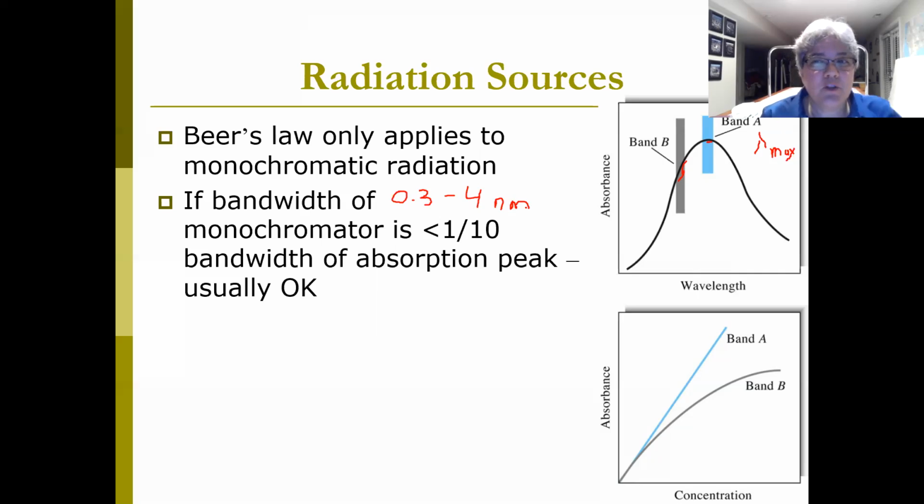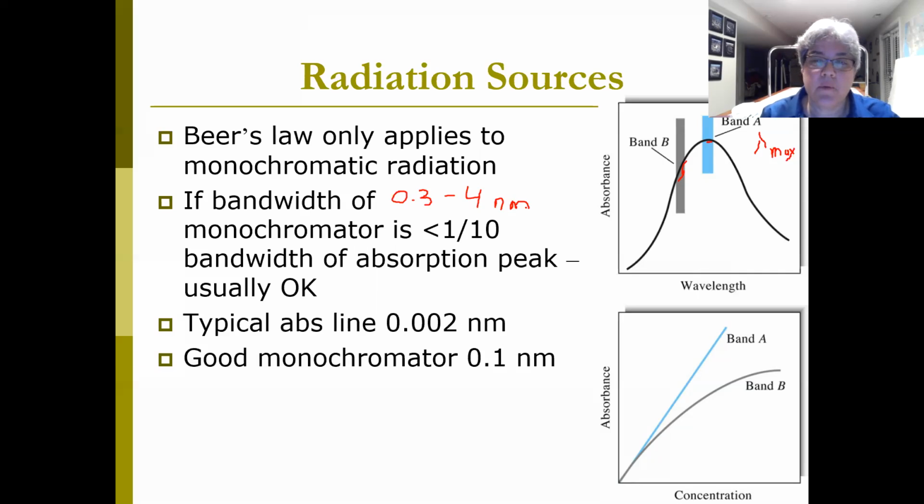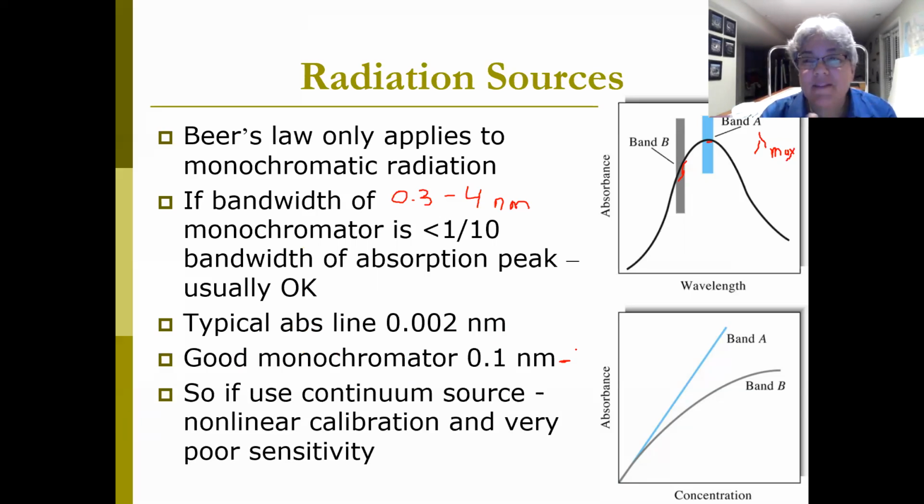Okay, but now as we turn to atoms, remember we said a typical atom bandwidth is 0.002. And if we have a really good, expensive monochromator, we can get the bandwidth smaller to 0.1. But notice that this monochromator bandwidth is much, much bigger than the line bandwidth. So if we try to use one of these continuum sources, we're going to get a horrible result. We'll get very poor sensitivity.